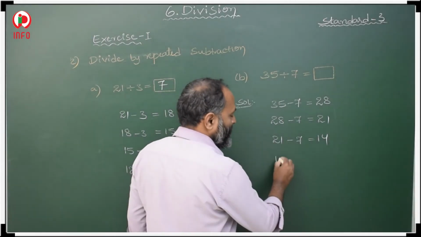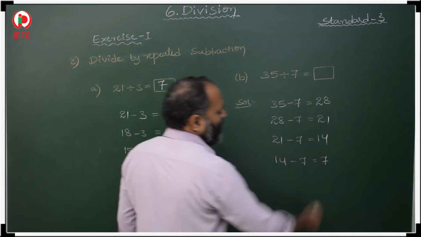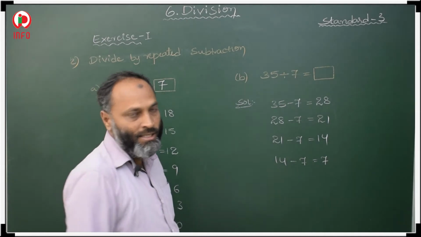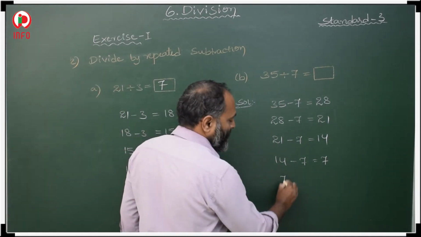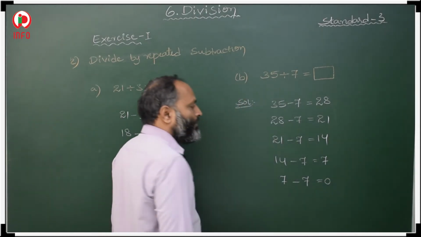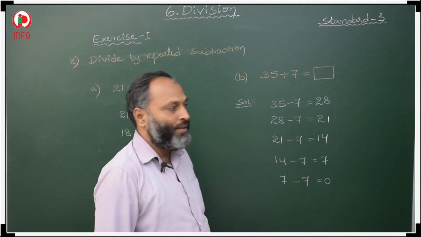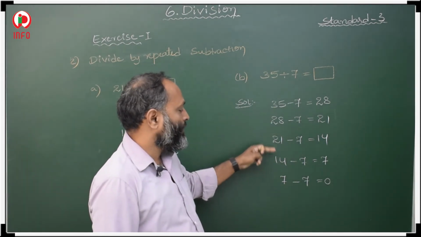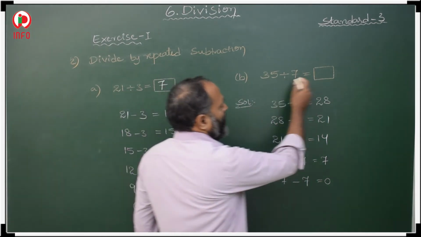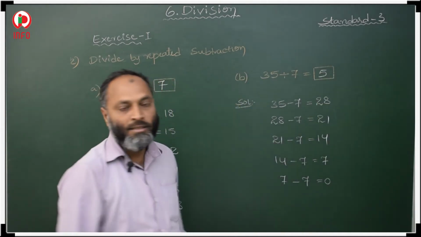Third step difference minus 7. Then what is it? 7. In the fourth step the difference is 7. Fourth step difference minus 7 is 0. We are getting 0 in the fifth step. So 1, 2, 3, 4, 5. So 35 divided by 7 is 5. This is our answer.